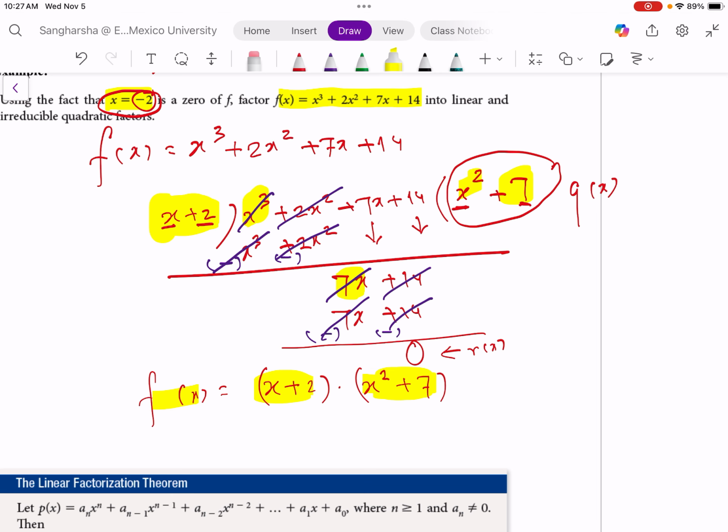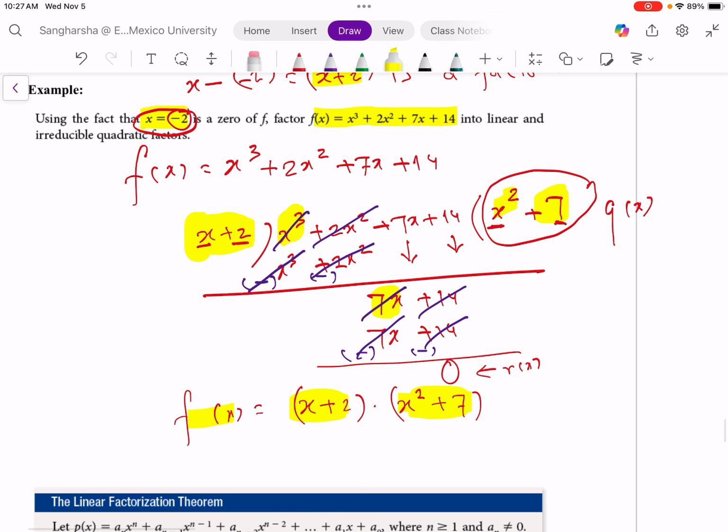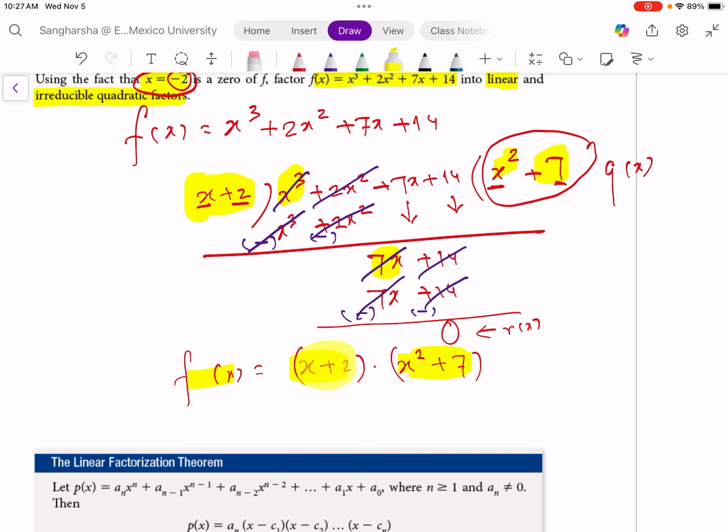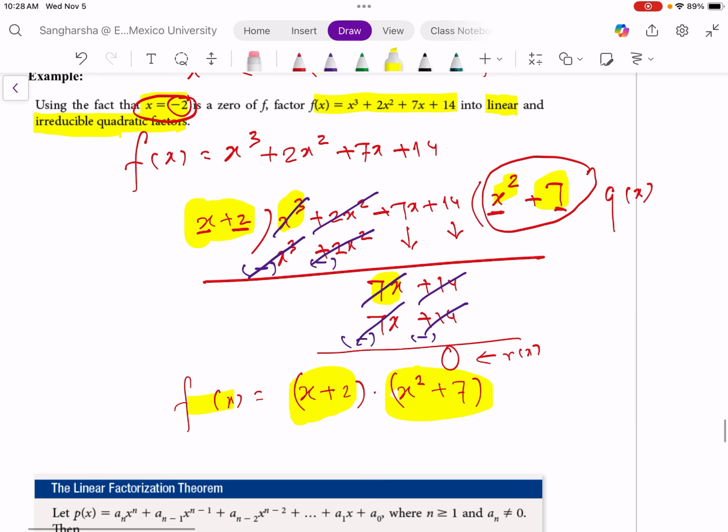And that's what we want here. We want our function to be in a linear factor and an irreducible quadratic factor. So this is our linear factor. Why is this linear? Because x has a degree 1, right? So this term has a degree 1. And this is our quadratic factor. We have a power 2 here, and we cannot factorize it, and that's why we have the irreducible quadratic factor. Okay, any question on this example? So basically we are doing a review of long division.